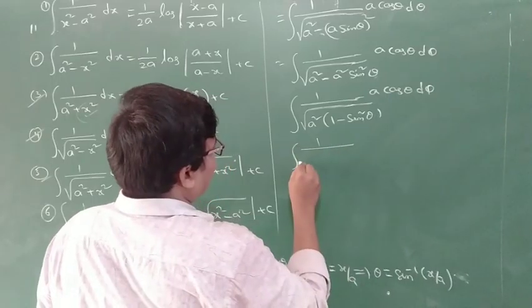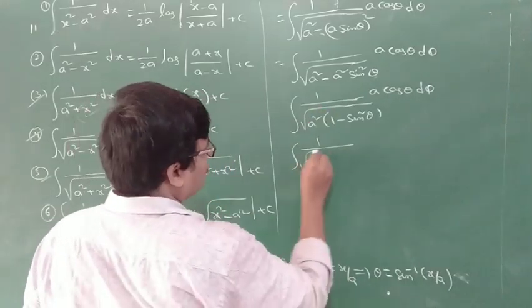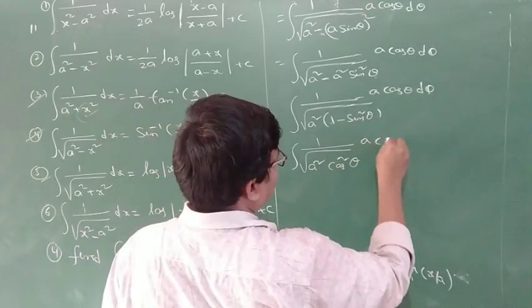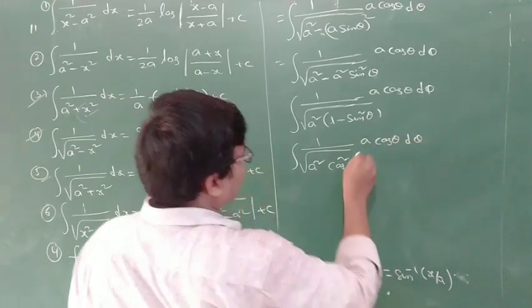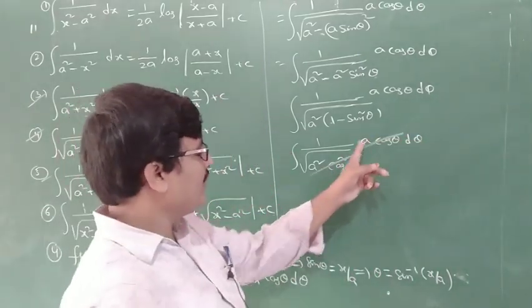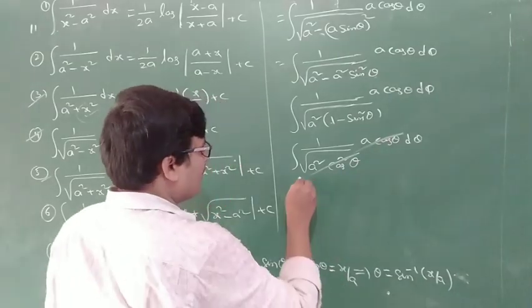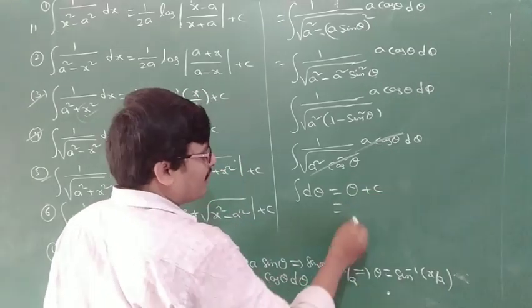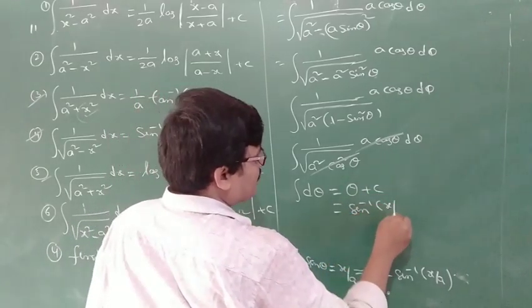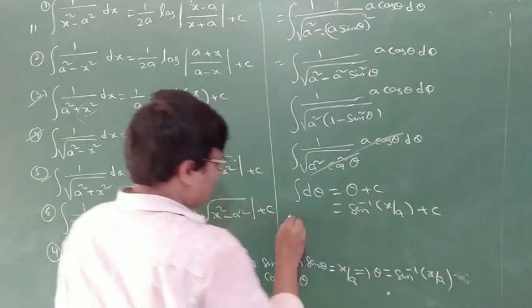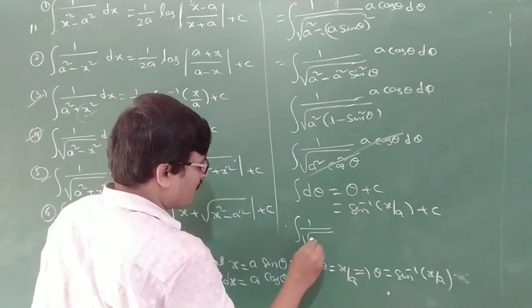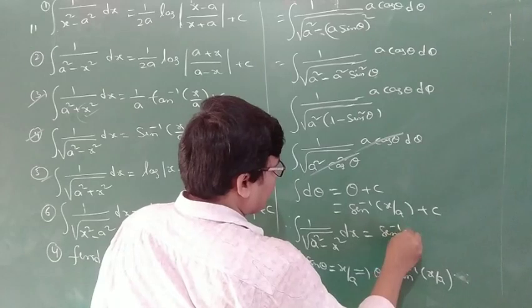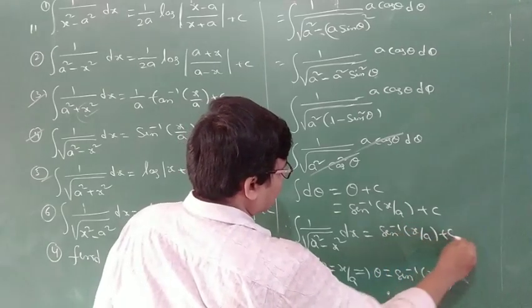So 1 minus sin square theta is equal to cos square theta, and dx is equal to a cos theta d theta. Root of a square is equal to a, root of cos square is equal to cos, so they cancel. Integral d theta is equal to theta plus c. What is theta? Sin inverse x by a plus c. Therefore, integral 1 by root of a square minus x square dx is equal to sin inverse x by a plus c.